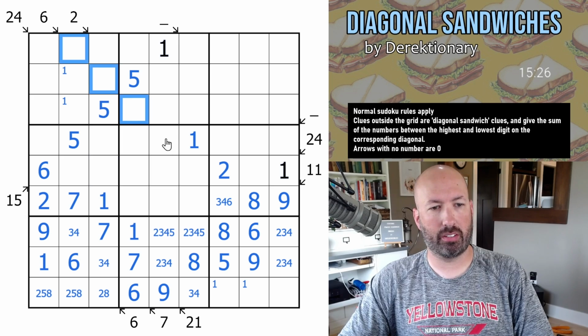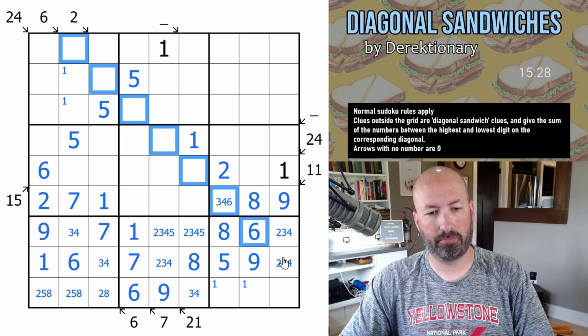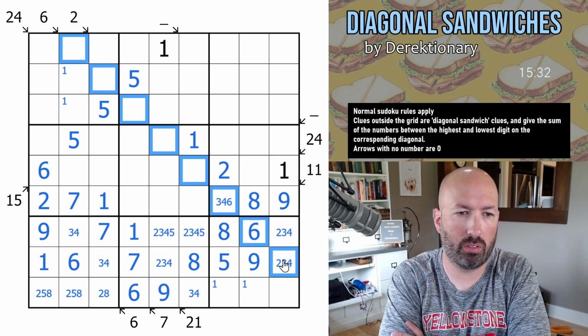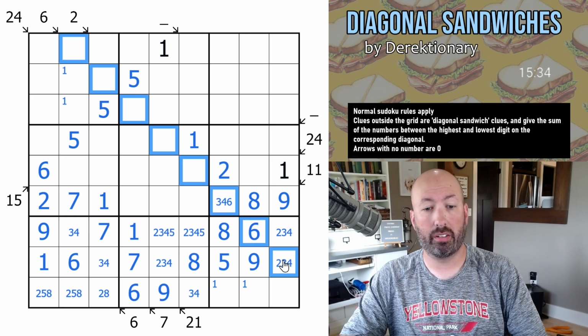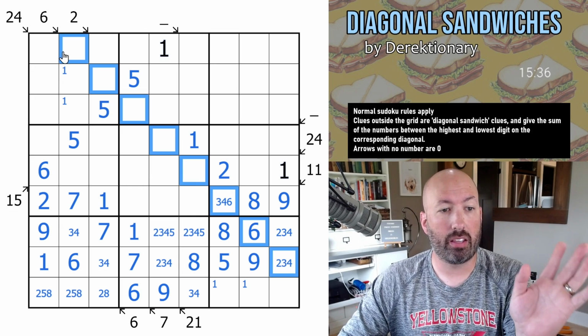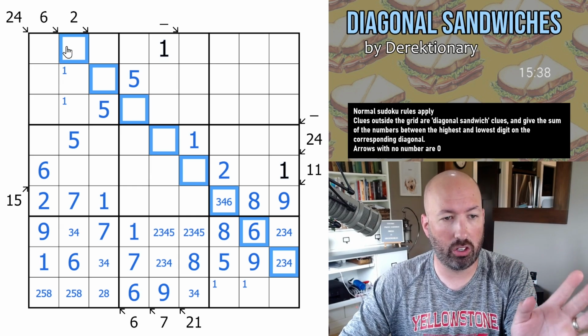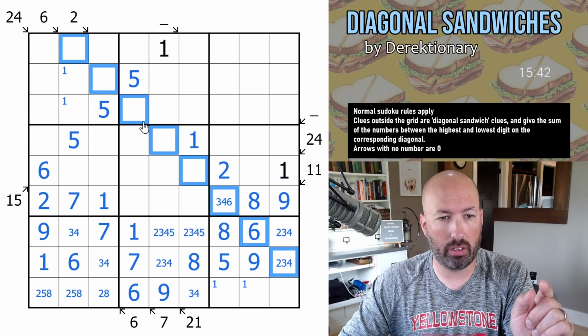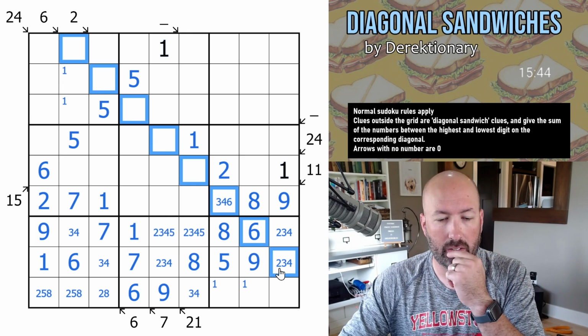Okay, let's look back at the 6 again. Let's think about this. So, we can't have a 1 anywhere on here. Right. That was one thing that I had said earlier. If we couldn't have a 1, then now that we've got the 1 here, we can't have a 1 anywhere on this diagonal.